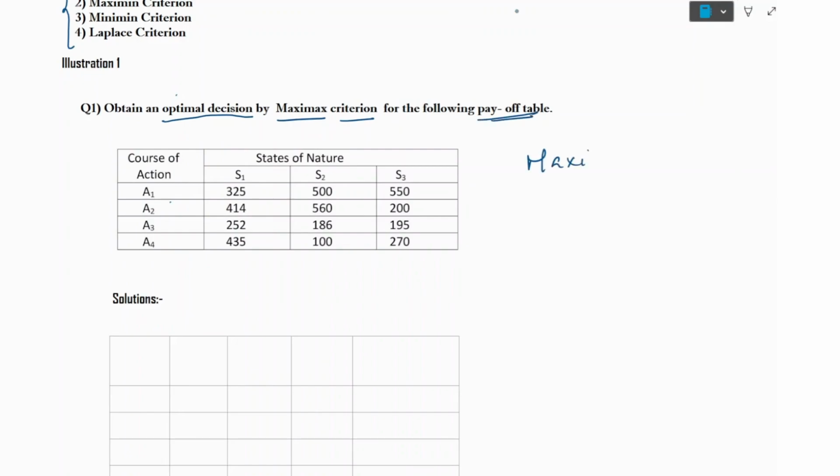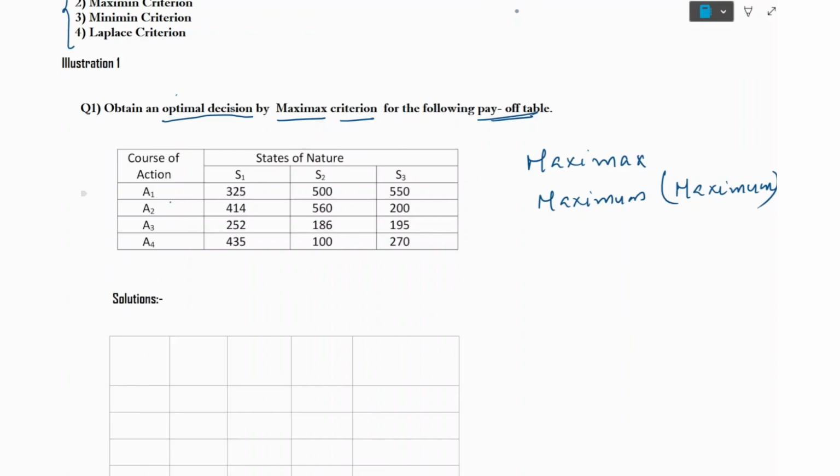Maximax, what is the meaning of Maximax? Maximax means maximum of maximum. Therefore, here, how are you going to solve it? Before that, we will just see the table. This is course of action, that is in the row wise, it is given A1, A2, A3, A4. And states of nature, that is given S1, S2, S3, column wise. And these values are called payoff values.